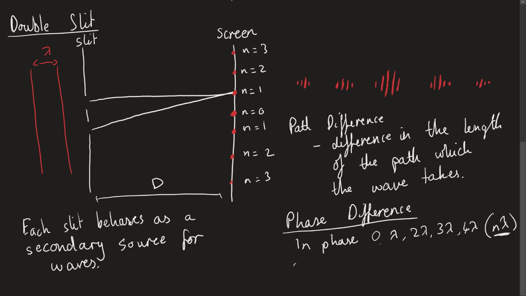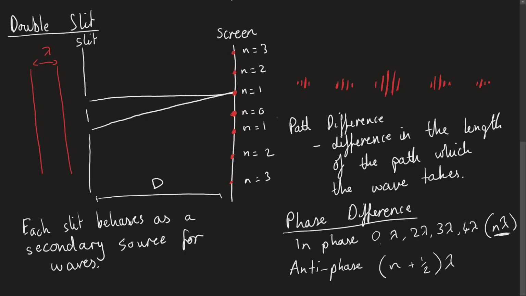Therefore, for antiphase they need to be half a wavelength across. In general, we'd call it n plus a half multiplied by the wavelength, where n is a whole number. So n could be 0, and then the difference would be a half wavelength. n could be 1, and then it'd be 1.5 wavelengths, and so on.